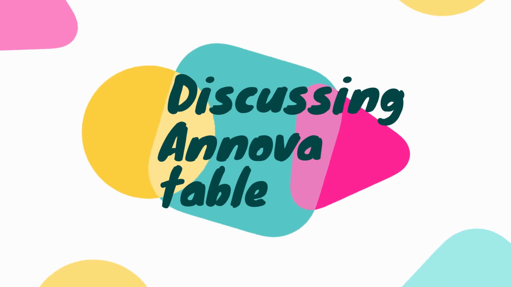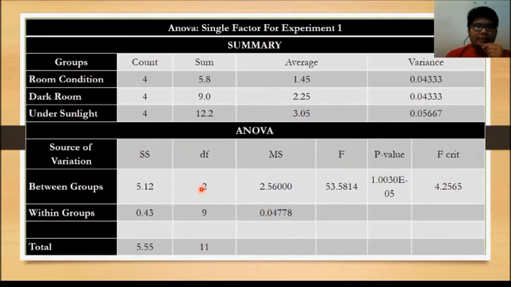So for data, the degree of freedom for between groups we calculate by total number of groups minus 1, where 3 minus 1 we get 2, and for within groups the formula for degree of freedom is the number of trials minus the groups, where the number of trials is 12 minus 3 we get 9. So the total degree of freedom here is 11.